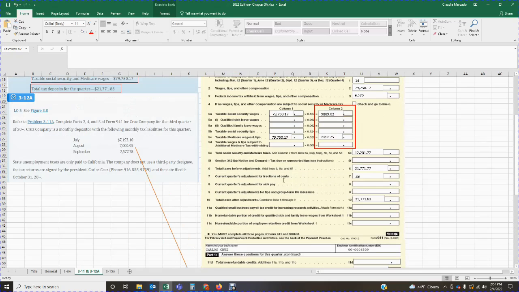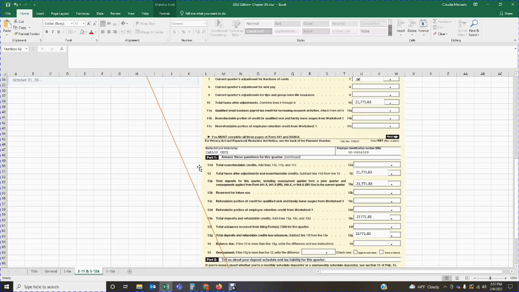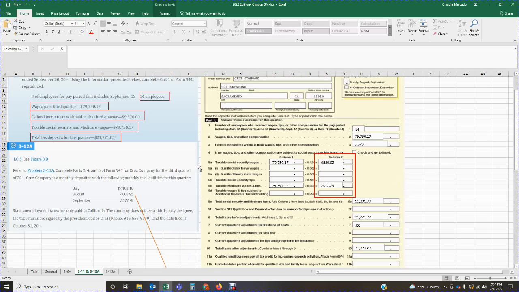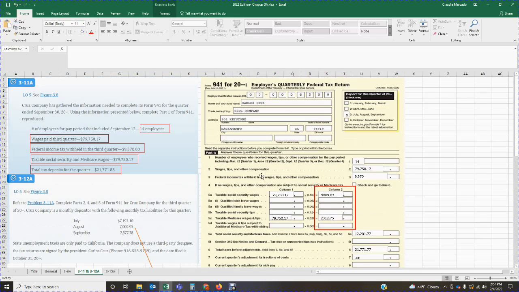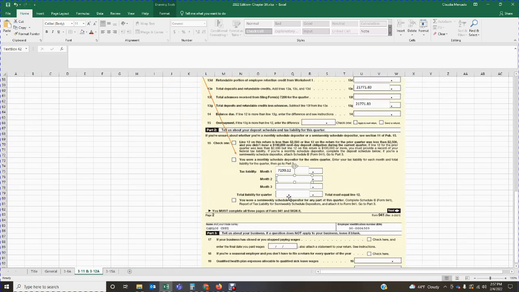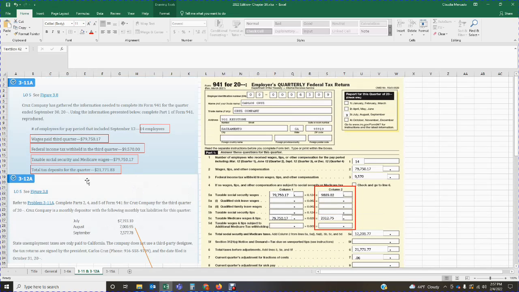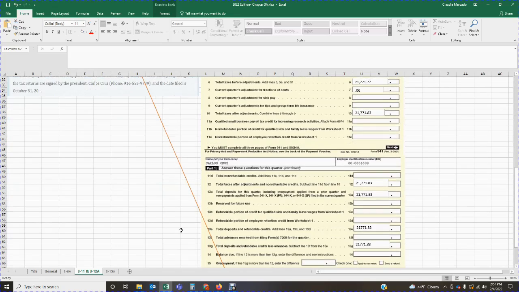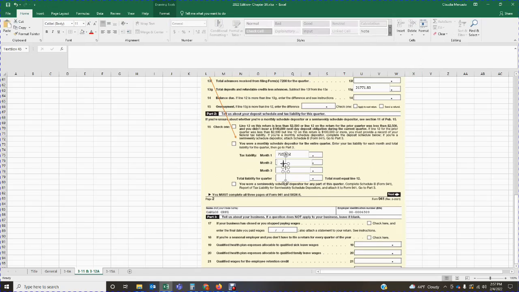Then for month number 2, we have $7,000.95. What's the number? Let me see. So for the second, right here. So for the second month, where did it go? Right here. So for the second month, we have the $7,000.95. Okay. It's going to be 7,000.